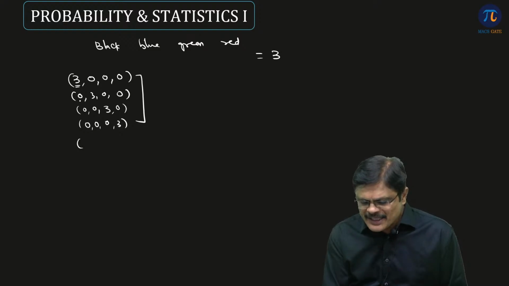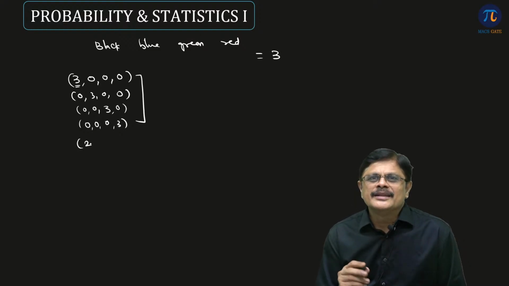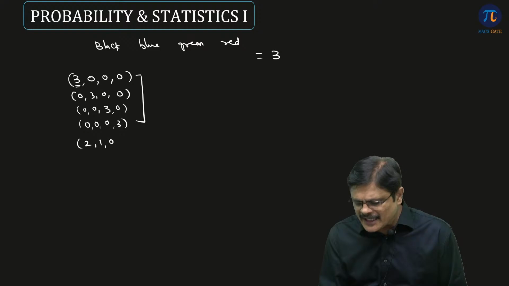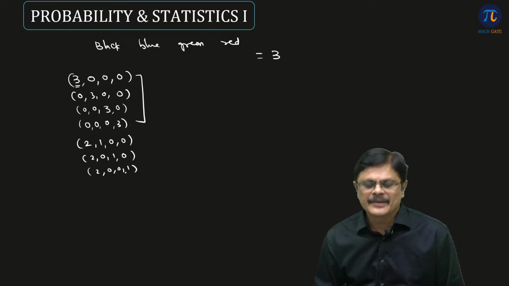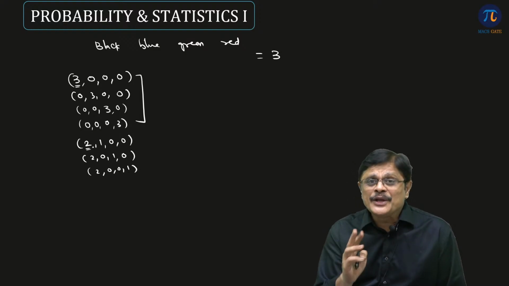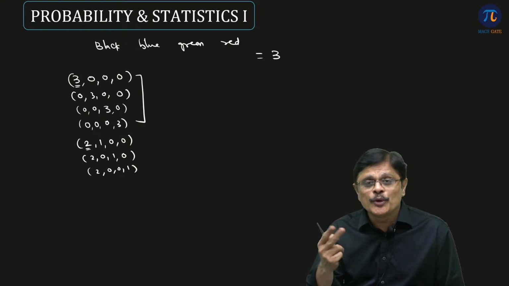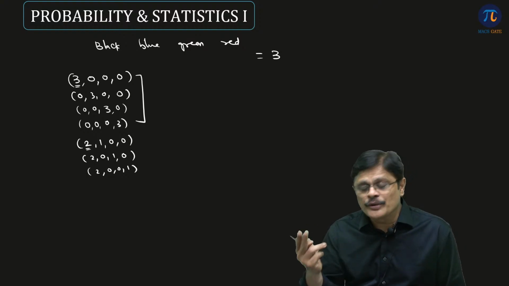The other possibility is 2 of one kind, then 1 of the other kind. The 1 of the other kind can be like this, or you may have 2, 0, 1, 0, or you may have 2, 0, 0, 1. Now this is for when you select 2 black balls, but the same thing can be done for 2 blue balls and 2 green balls, 2 red balls also.